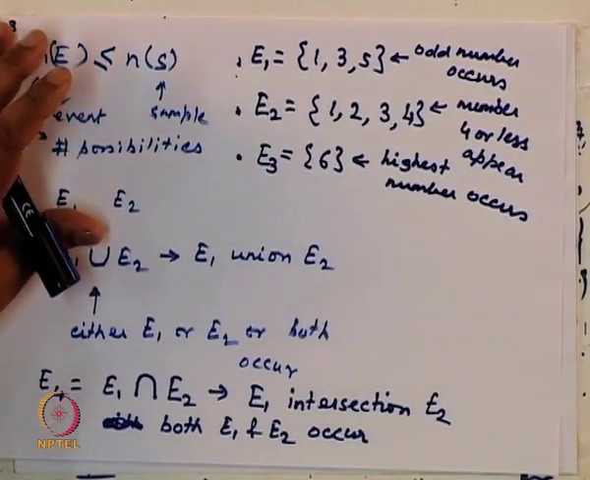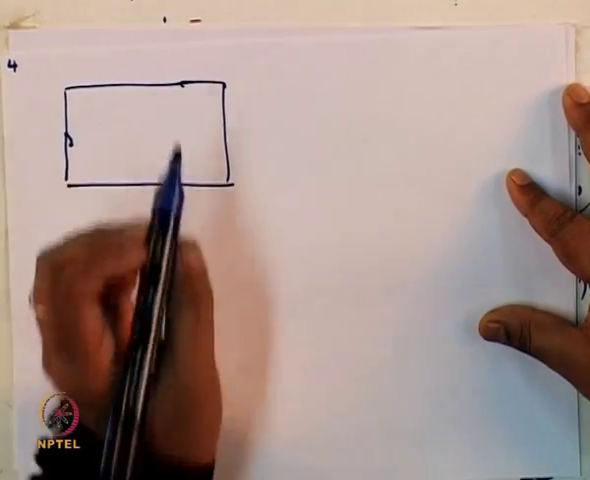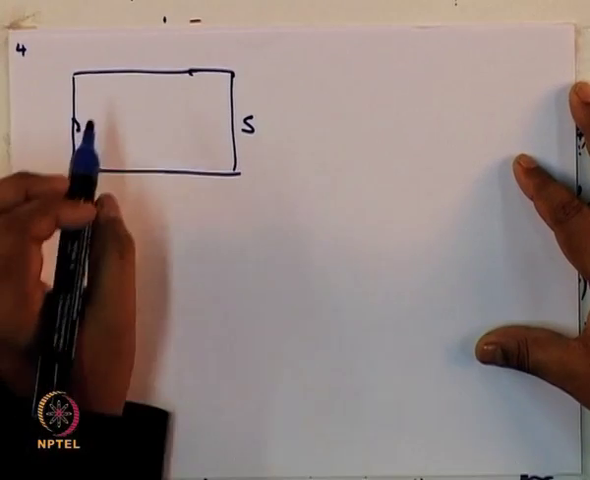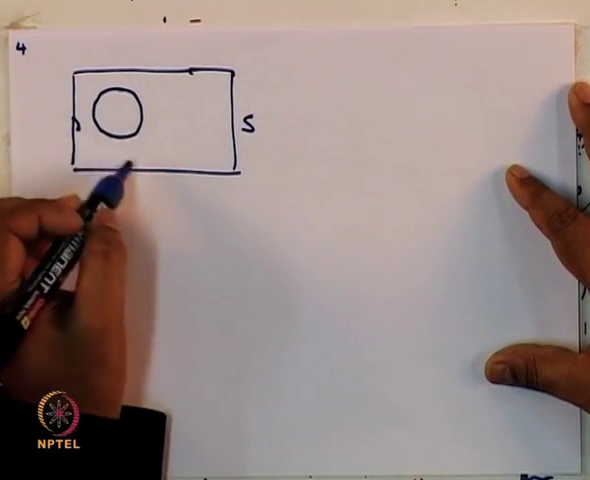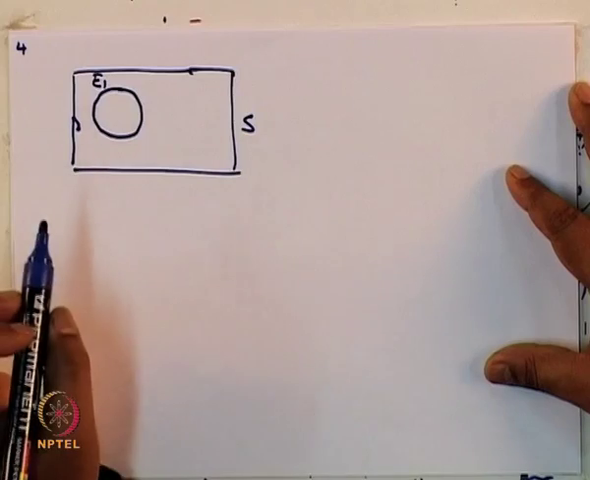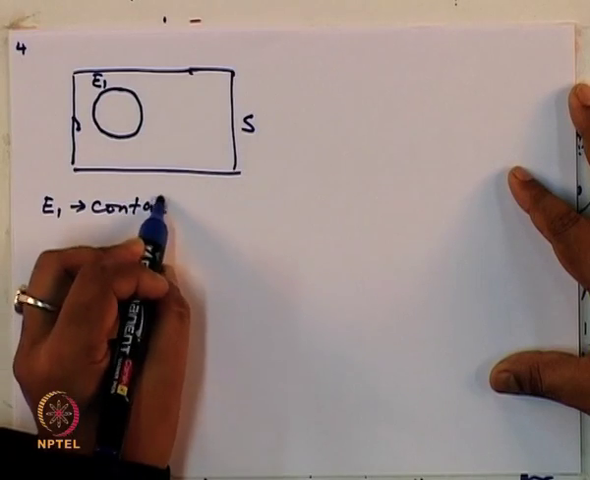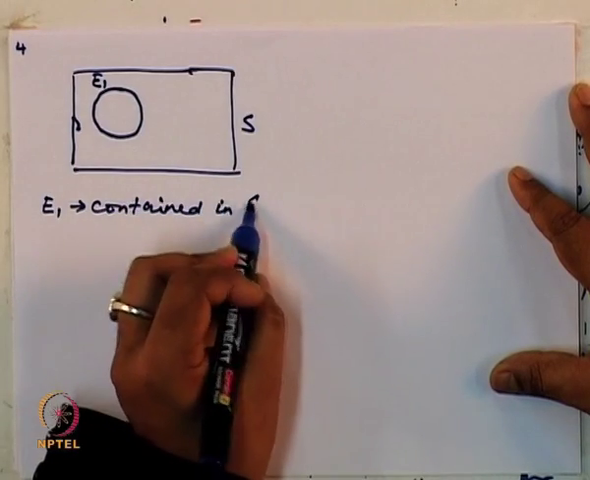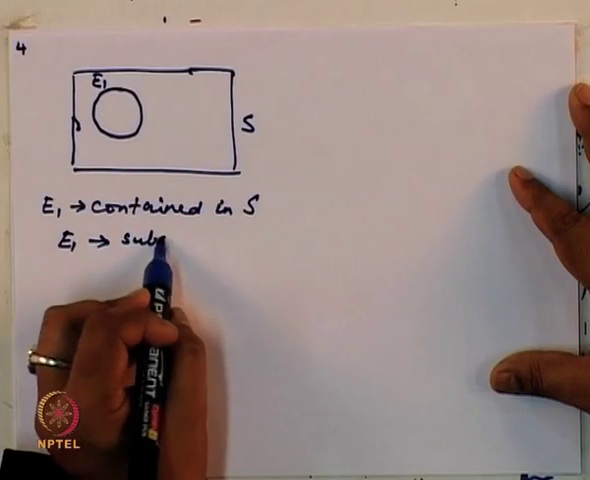One of the easy ways of representing these phenomena is by using Venn diagrams. You can generally represent the whole sample space by a rectangular block. So, this is my S. I can represent an event E1 like this by a circle. This conveys the message that E1 is a subset of S. When E1 is fully contained in S, we write that E1 is a subset of S.